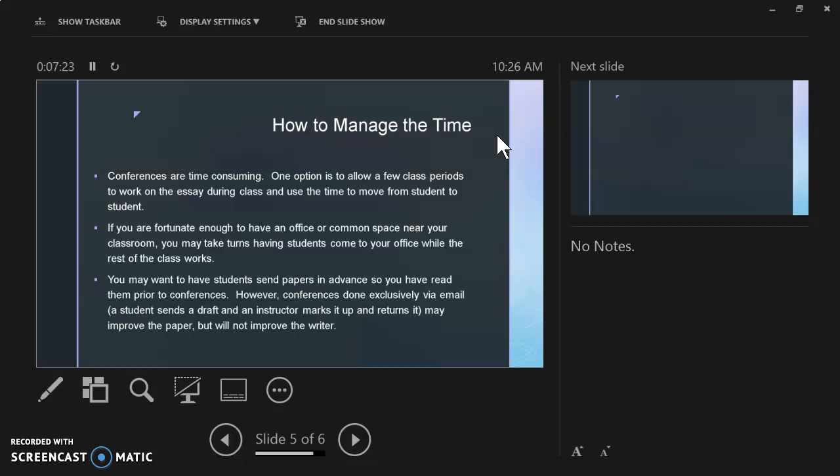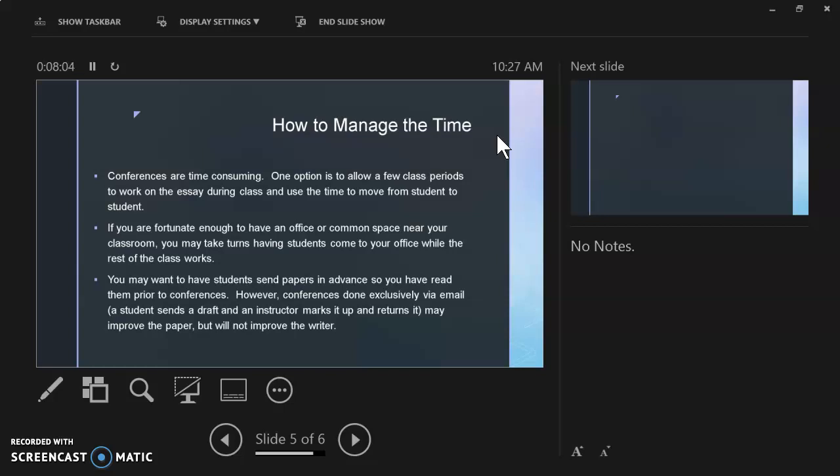So one option, this is the most time consuming option, is to schedule appointments during the week with every one of your students and have them come in to your office and work through the paper with you. Usually 15 minutes is a good time to spend with each student, but you could see how that could become very time consuming. So there's also the option of scheduling class time as work days, workshop days, where you can move through the room and interact with each student, 3 or 4 students in a given class. Some students will need more help than others.